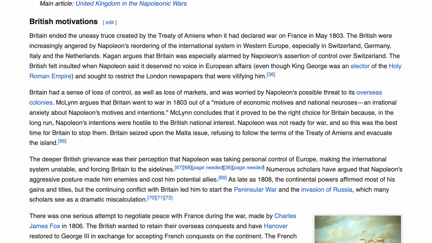There was one serious attempt to negotiate peace with France during the war, made by Charles James Fox in 1806. The British wanted to retain their overseas conquests and have Hanover restored to George III in exchange for accepting French conquests on the continent. The French were willing to cede Malta, Cape Colony, Tobago, and French Indian posts to Britain but wanted to obtain Sicily in exchange for the restoration of Hanover, a condition which the British refused.